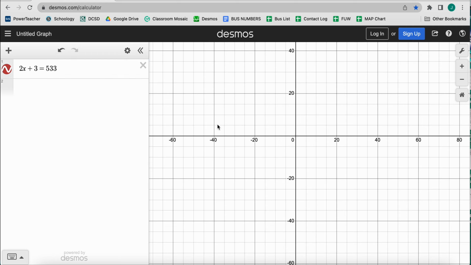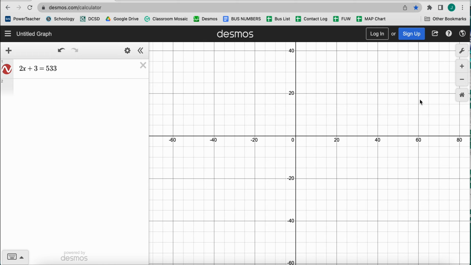Alright, so I've got an equation 2x plus 3 equals 533. So I don't have the caution sign. I used an x, I put in the equation, and I don't see a graph. What's going on here? Well, what's going on here is that the value of x is bigger than these numbers, right? The value of x is bigger than these numbers. So I'm going to have to zoom out. I'm going to use this minus sign to zoom out.